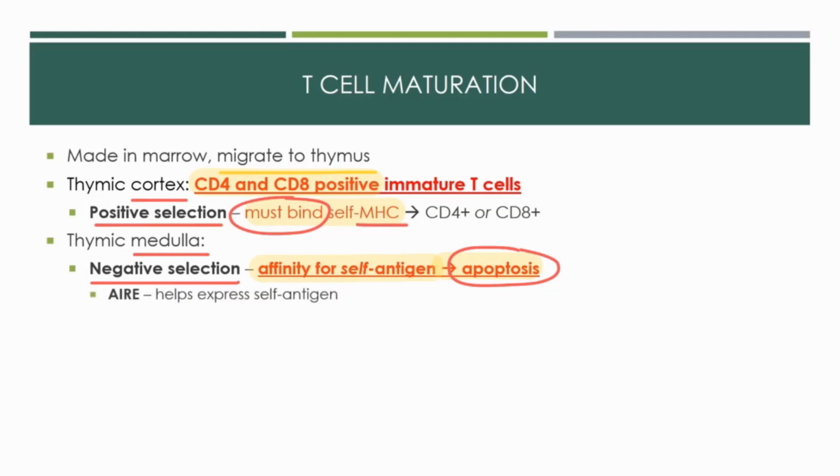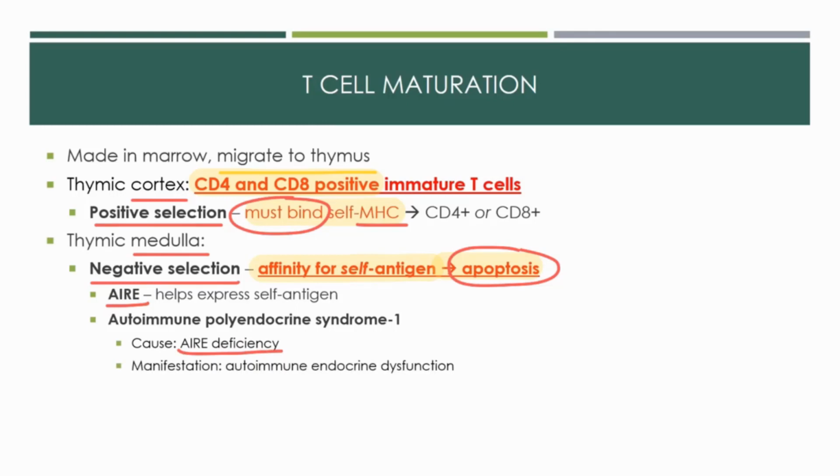The autoimmune regulator protein, or AIRE, is a transcription factor in those medullary epithelial cells which helps express the self-antigen. And there's a disorder called autoimmune polyendocrine syndrome, which is what happens if someone is missing this protein. And the name tells you what happens. They get autoimmune disease of many endocrine organs.